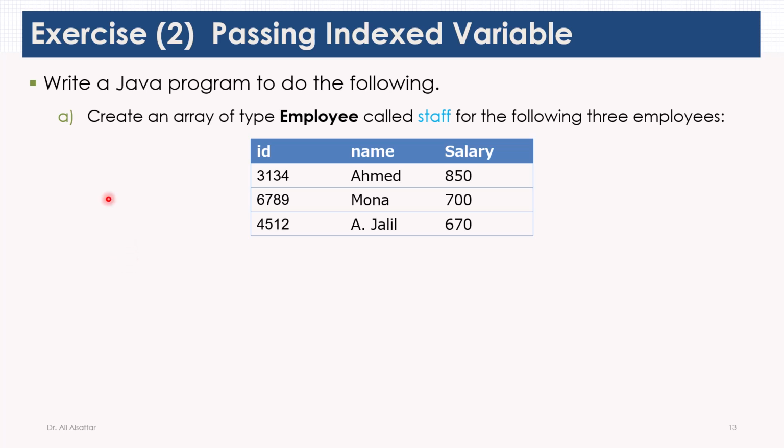In the first step, we need to create an array of type employee called staff for the following 3 employees. The name of the array is staff, and it's going to be an array of objects of type employee. We have already defined the class employee before. Let us have a quick look into this class and identify what are the data members, what are the methods available there, and what are the constructors and how many constructors are there.